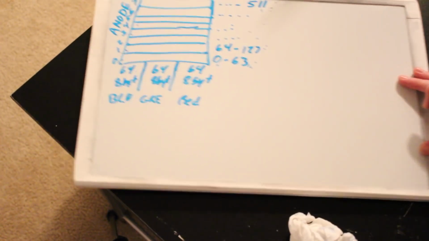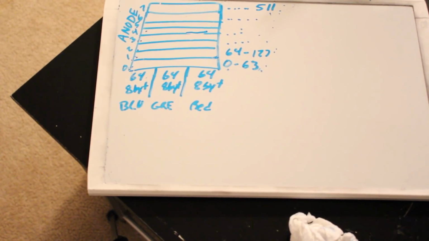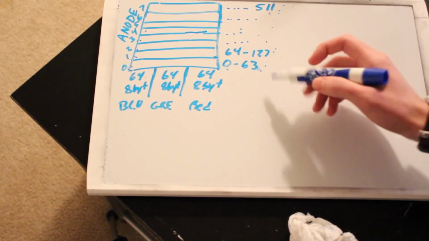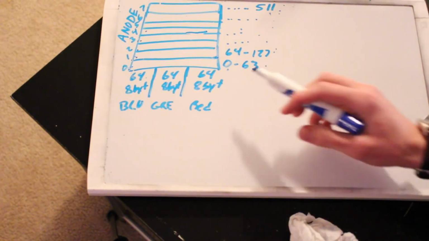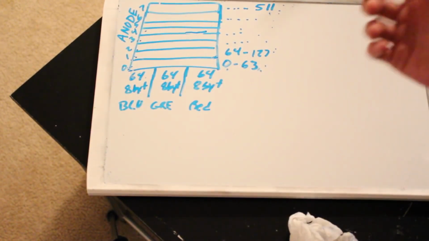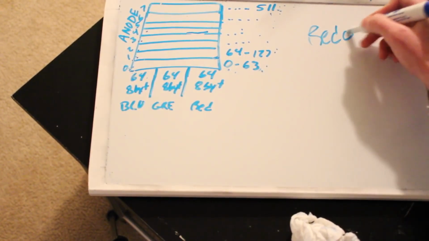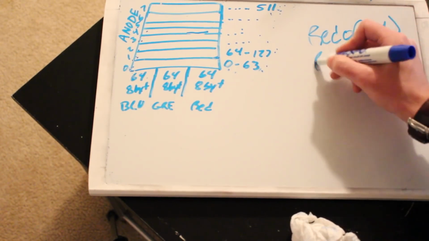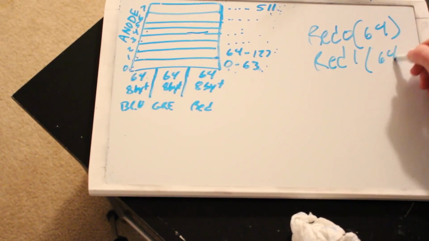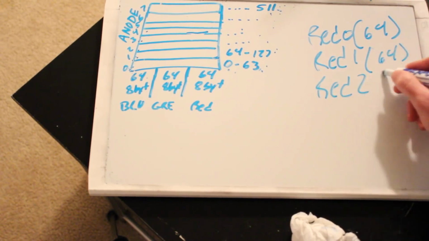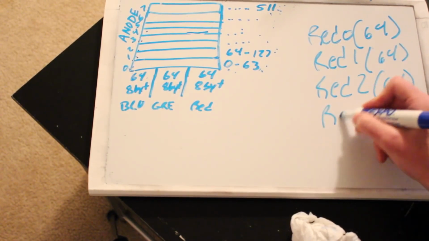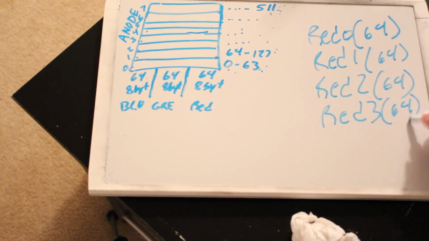With the cathode control, what you need to understand is that each LED represents a bit. Since we have here 512 LEDs, we can assign each LED a bit in memory from 0 to 511. So that's 512 bits, which is why you may have noticed that we have things like red 0, 64 bytes wide, red 1, 64 bytes, and red 2, 64 bytes, and then one more, red 3, 64 bytes.